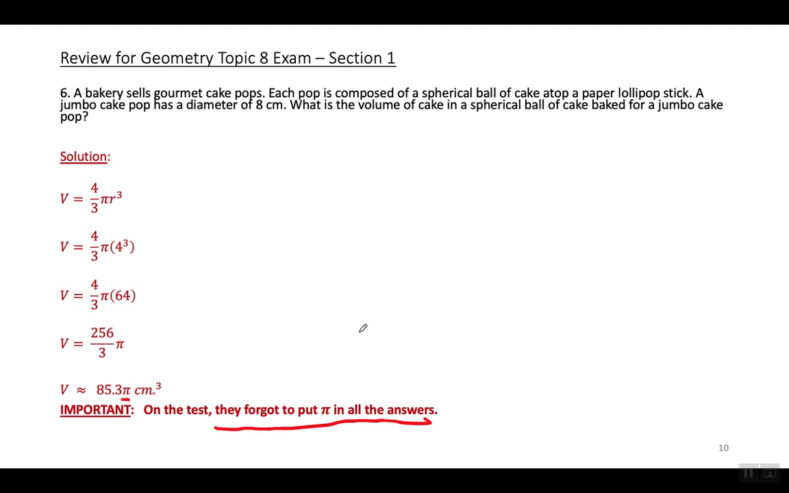So I'm just pointing that out because it's like that on the test. And if you mess up, that's on you because I'm telling you this in advance. So for the people that don't bother looking at the review or studying or forget, that's your fault, not mine. I'm telling you in advance that the correct answer is missing pi on the exam.